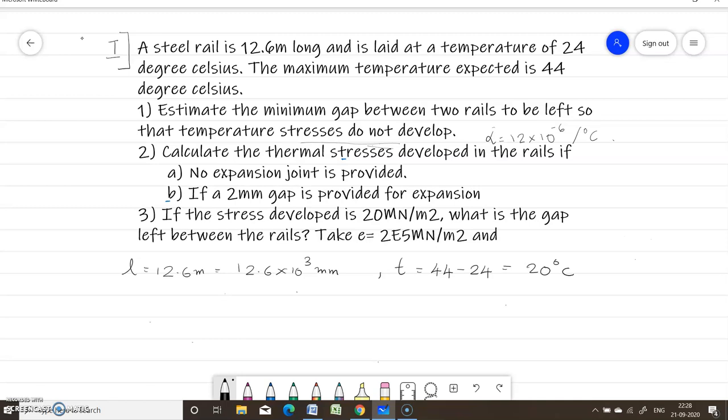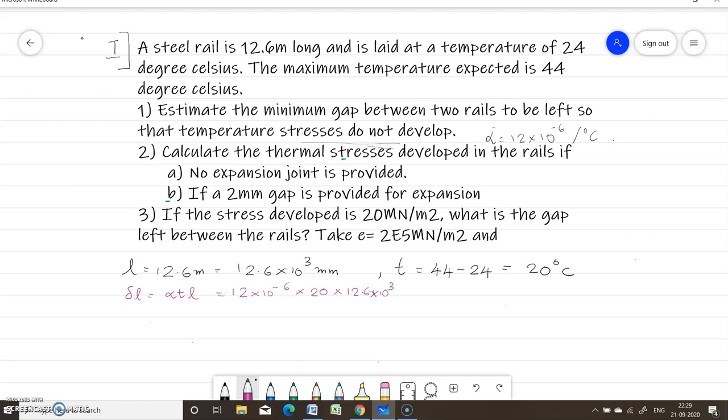Temperature stresses do not develop means it is allowed to expand freely. Okay, so what is the minimum gap? If it is allowed to expand freely, we can write delta L is equal to, no temperature stress, alpha into T into L. Okay, so we can find out this one. Alpha is equal to, for steel it is given 12 into 10 raised to minus 6, and T is 20 degrees Celsius, into length is 12.6 into 10 raised to 3 millimeter.